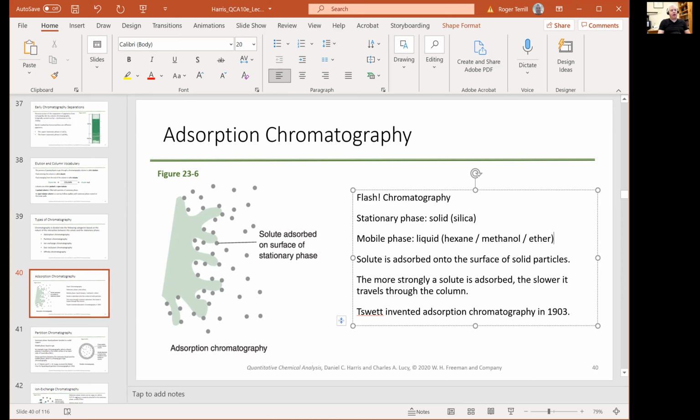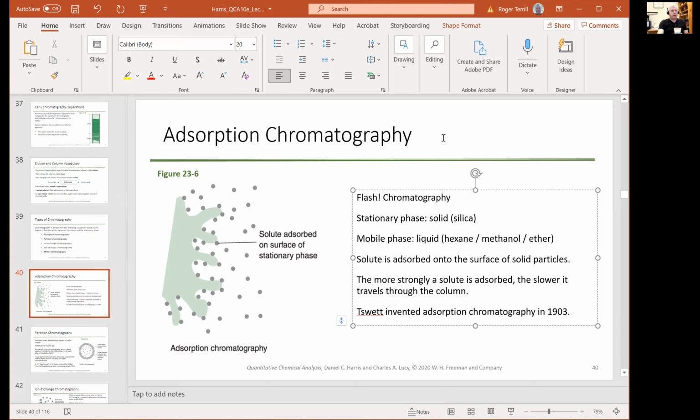And what happens is you have to take a polar molecule that's just barely soluble in the mobile phase, and then you introduce it to this phase boundary where it can stick to the surface. It can stick to the surface of the silica, and the longer it stays stuck on average, the longer time it takes to flow down the column, right?